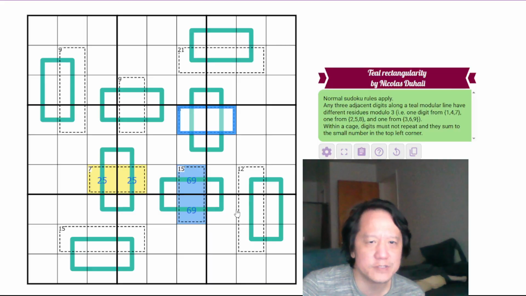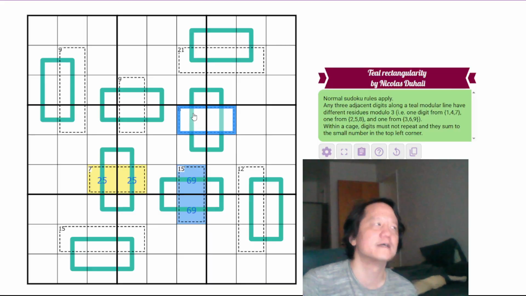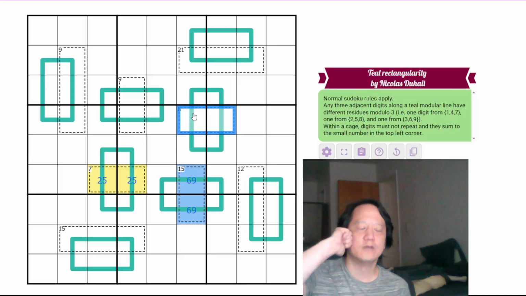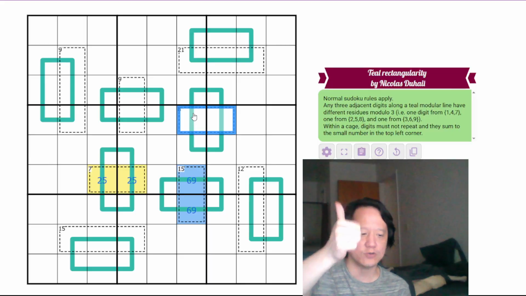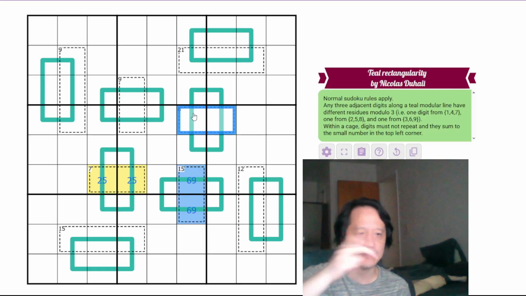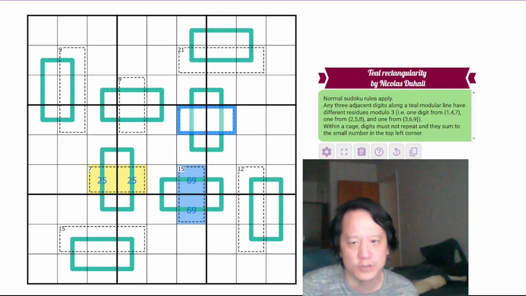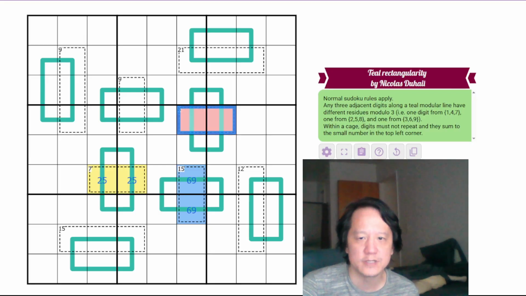These are the same set. It cannot be 2, 6. That's 2 modulo 3 and 0 modulo 3. Cannot be 3, 5. That's again 0 modulo 3 and 2 modulo 3. So this has to be 1, 7 as a pair.